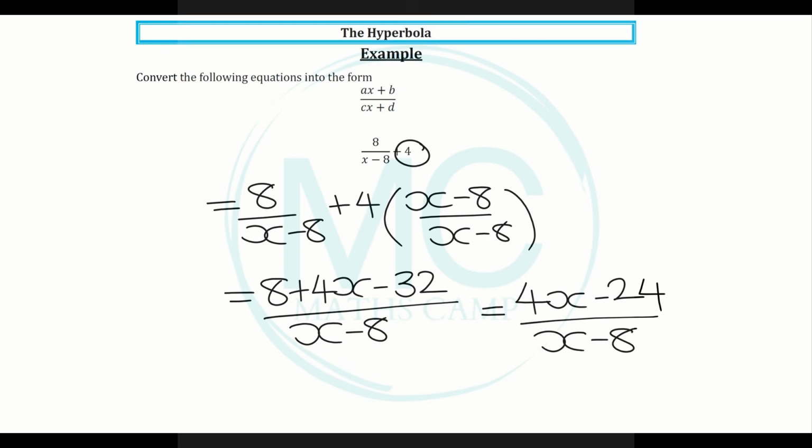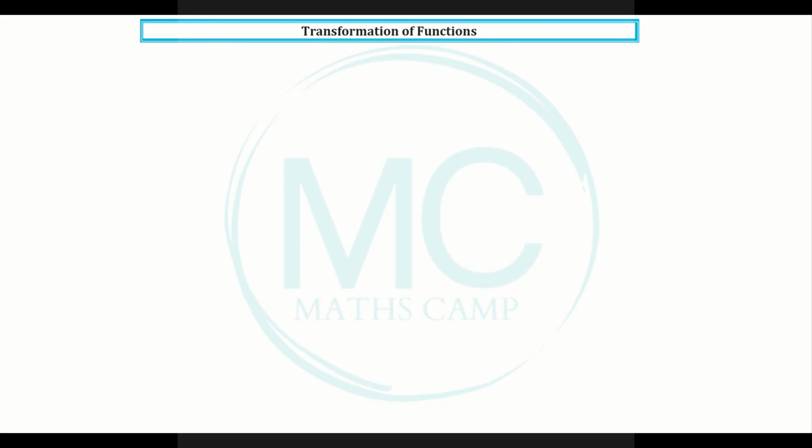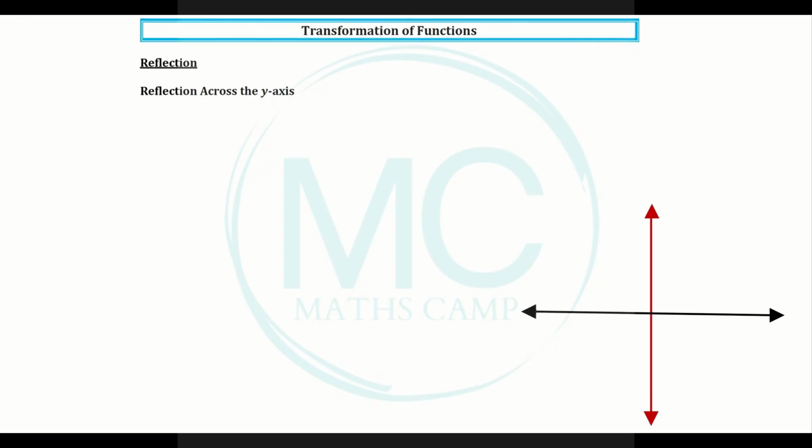Now I'd like to move on to the transformation of functions. Let's start with reflection. When we reflect across a certain line, we call it the mirror line. Let's start with a reflection across the y-axis. The y-axis is our vertical axis. If a point or a graph sits on the left of the axis and we reflect across the y-axis, it will then sit on the right side.